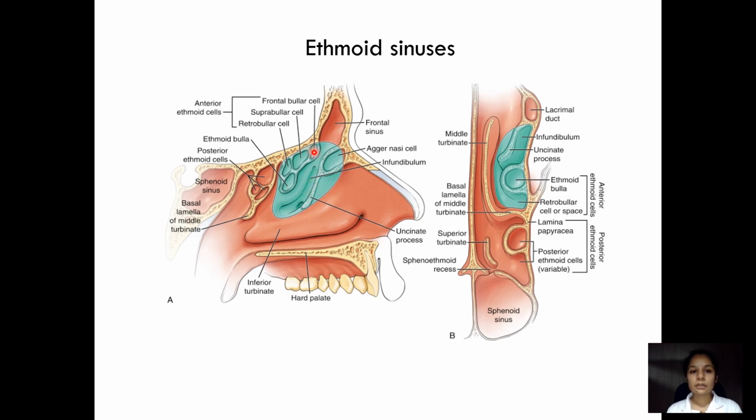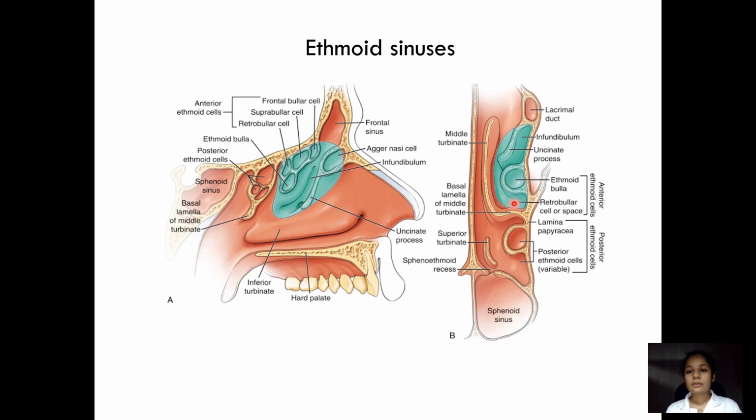This is the frontobullar cell, suprabullar cell, retrobullar cell. The cells posterior are the posterior ethmoidal cells, sphenoid sinus, inferior turbinate, floor of the nose or hard palate. In the axial view, this is the second attachment of middle turbinate known as basal lamella, uncinate process, ethmoidal bulla. Clearly we can appreciate the osteomeatal complex in this region.